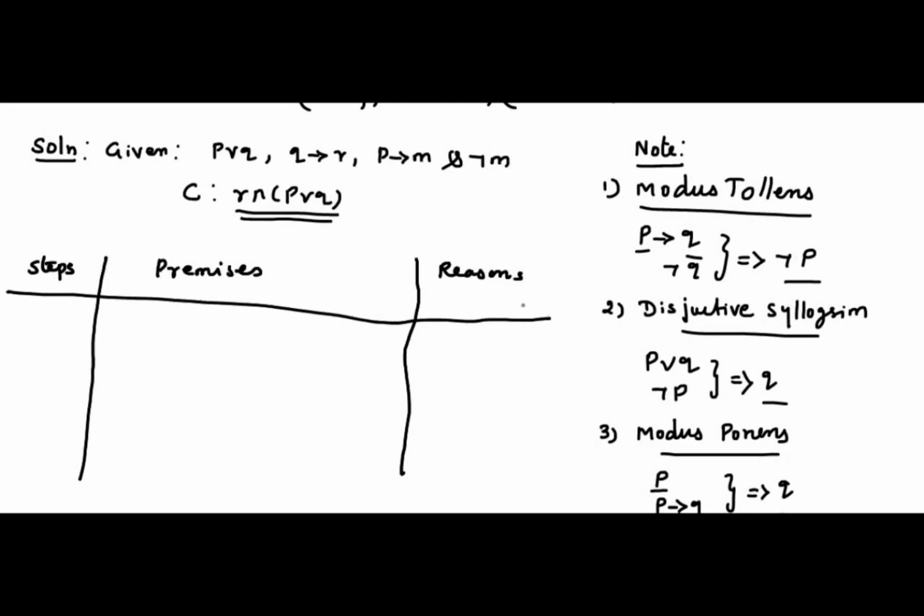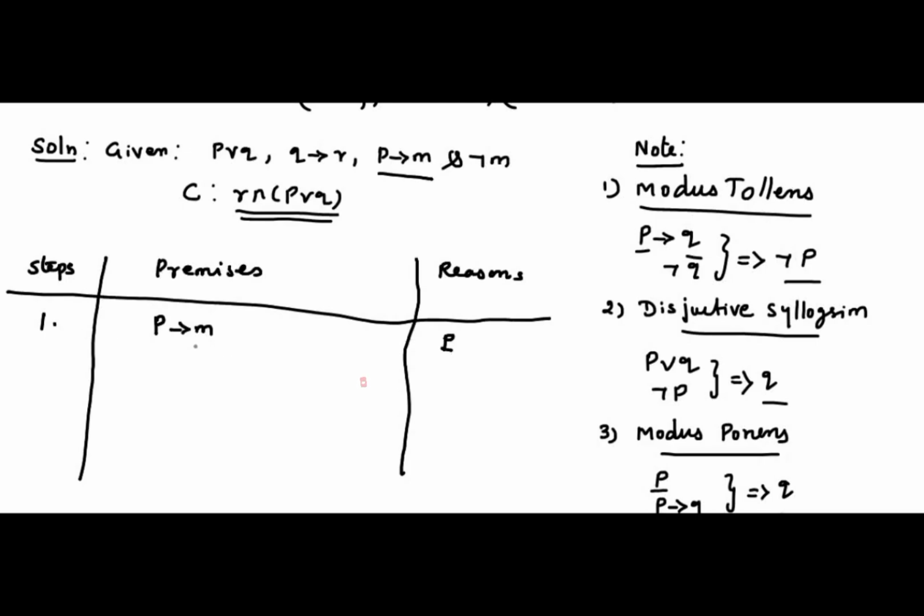So what is step number one? I am going to introduce any premise in the first step. Step number one, I am going to consider the third premise first, that is P→M. Here I write the reason: P, given premise. What is the meaning of premise? It can be introduced at any point of derivation.